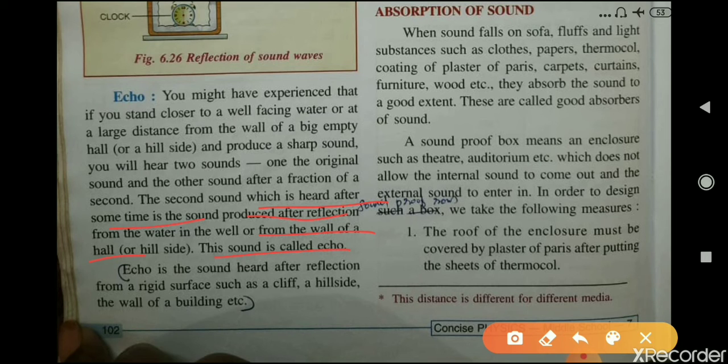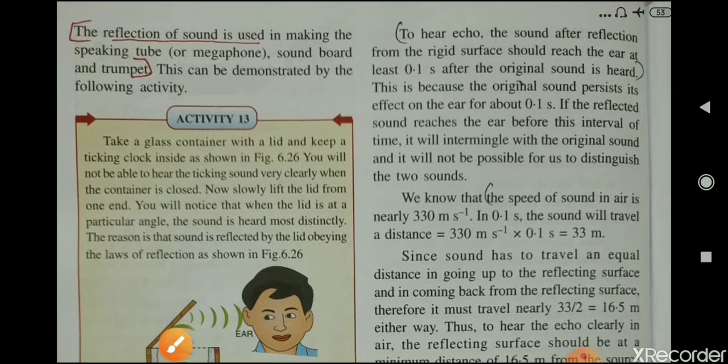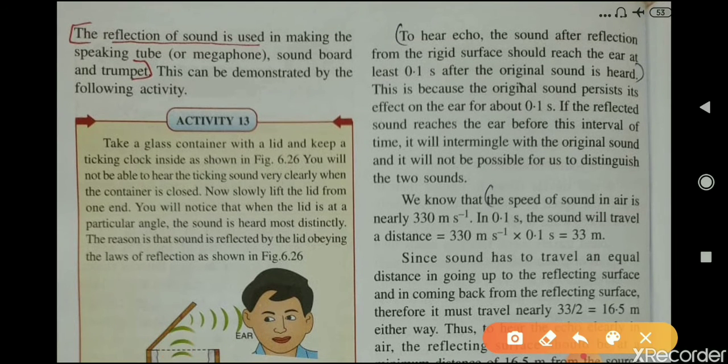Echo is a sound heard after reflection from a rigid surface such as a cliff, hillside, or wall of a building. To hear echo, sound after reflection from a rigid surface should reach the ear at least 0.1 second after the original sound is heard. Why? Because the original sound persists its effect on the ear for about 0.1 second. And if the reflected sound reaches the ear before this interval of time, it will intermingle with the original sound and it will not be possible for us to distinguish between the two sounds.